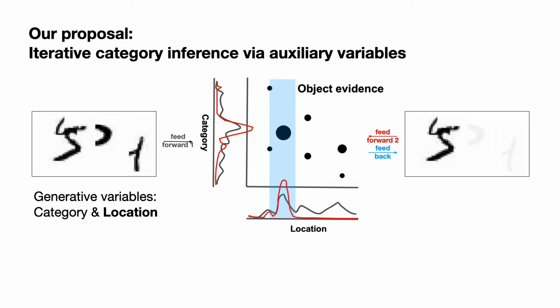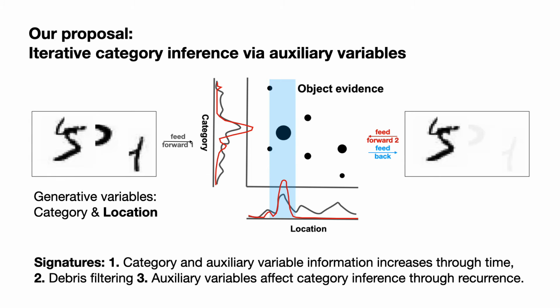So how can we find if this is exactly what is happening in a recurrent neural network trained on object recognition in cluttered images? Given this formalism, we propose three signatures that we can look for. One, category and auxiliary variable information should increase through time, because the category inference is improving and it requires improved auxiliary variable information. And we might be able to say debris filtering and also auxiliary variables could actually be shown to affect category inference through recurrence. This could be done with a perturbation analysis, which I don't go into too much detail in this presentation, but you can look at the paper for more details.